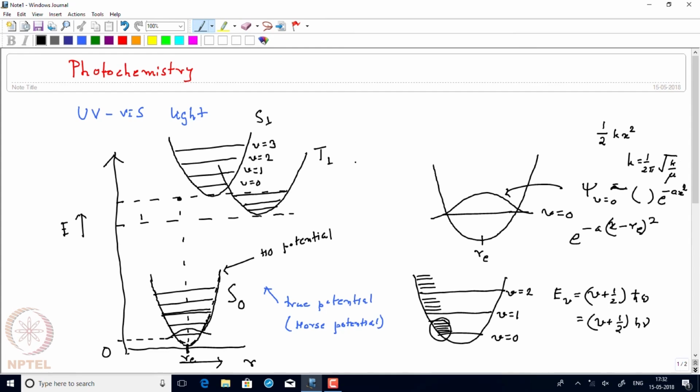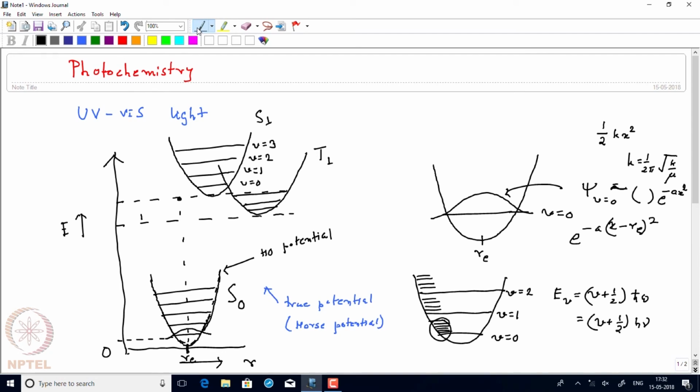We can have a triplet state in the ground state if we have two unpaired electrons. Otherwise, we cannot have a triplet. If I have one unpaired electron in the ground state, then I'll have a doublet, because the spin multiplicity goes as 2S plus 1. Now let us think that I have a molecule where all electrons are paired, which actually happens with most chromophores. A chromophore is a molecule, or a part of a molecule, that absorbs light in the UV visible range.